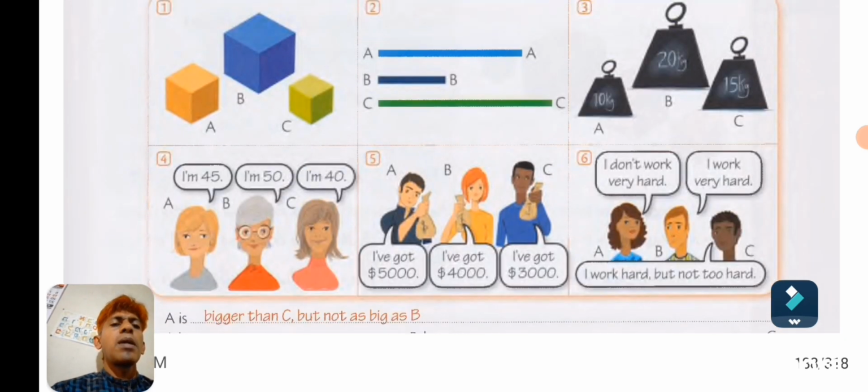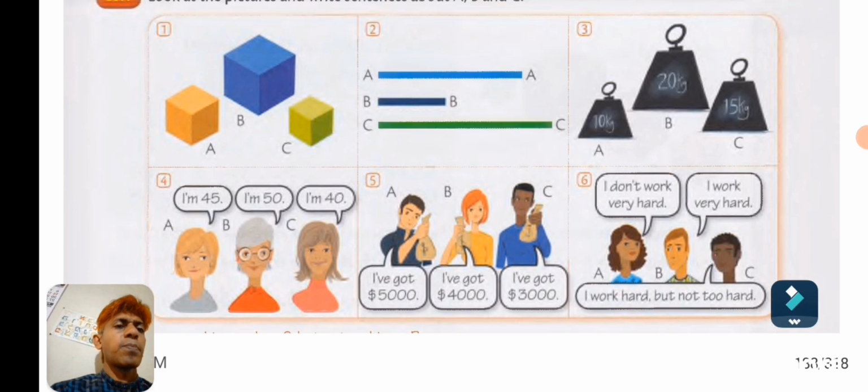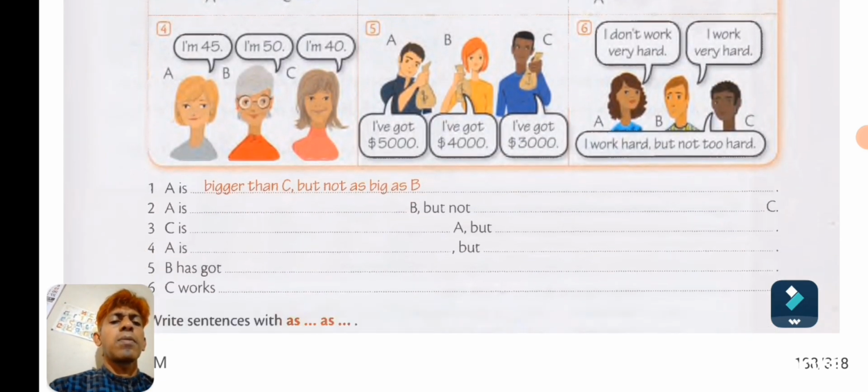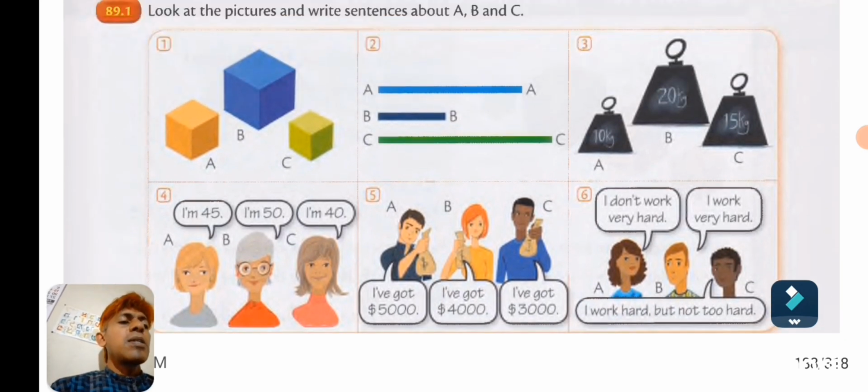Second one: A is longer than B, but not as long as C. Okay, third one. A, 10 kilograms. B, 20 kilograms. C, 15 kilograms. C is heavier than A, but not as heavy as B.